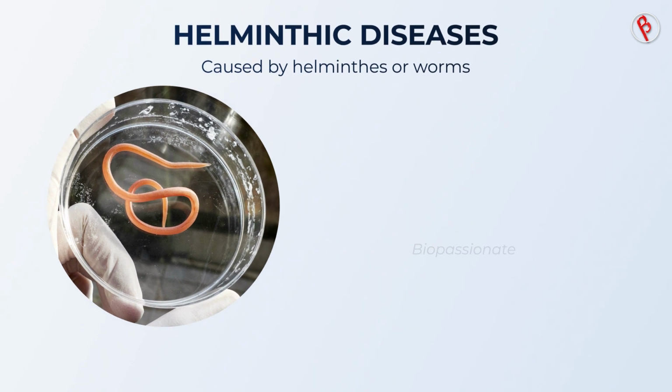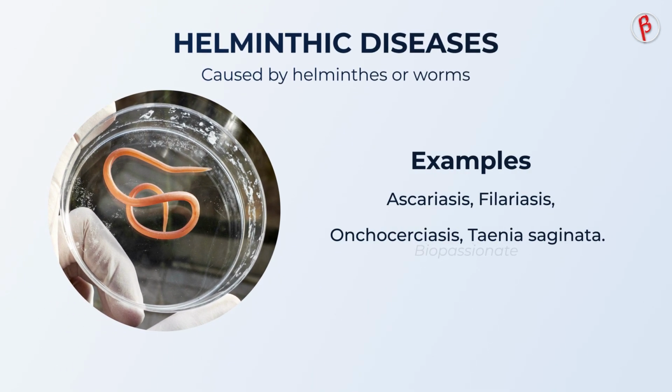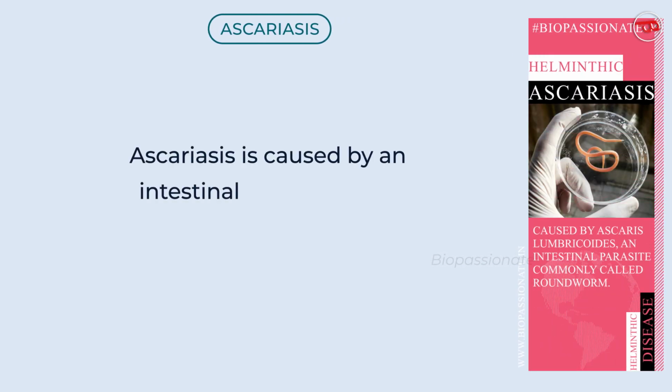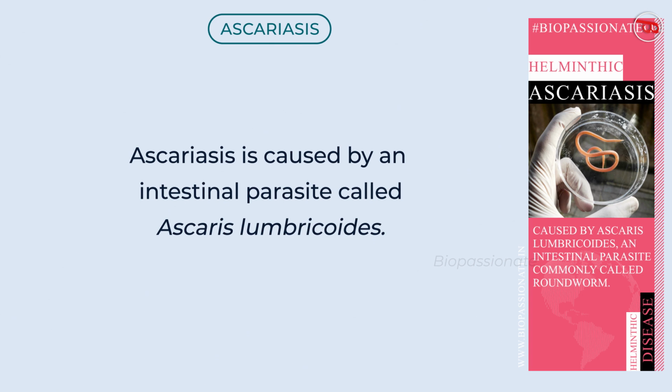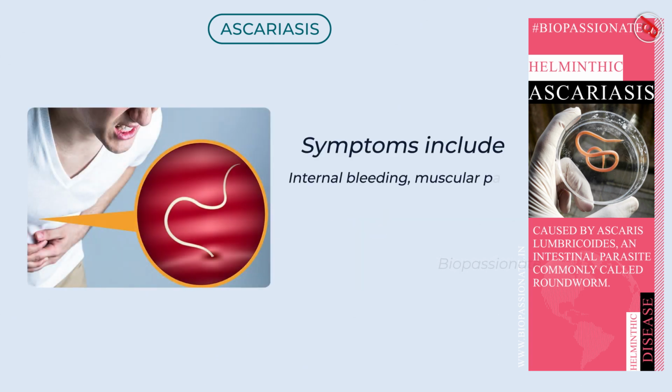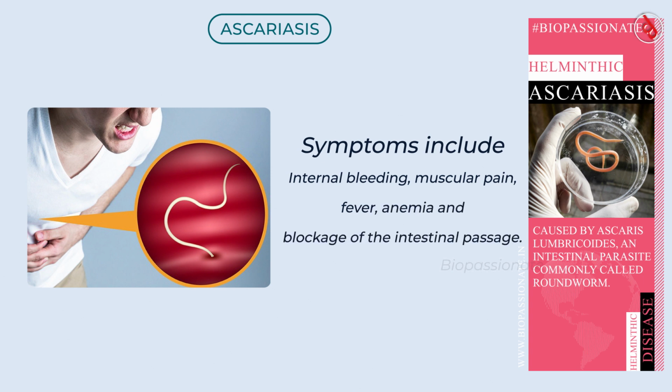Diseases which are caused by worms are called helminthic diseases. Examples: Ascariasis, Filariasis, Onchocerciasis, Taenia saginata. Ascariasis is caused by an intestinal parasite called Ascaris lumbricoides. Symptoms of ascariasis include internal bleeding, muscular pain, fever, anemia, and blockage of the intestinal passage.